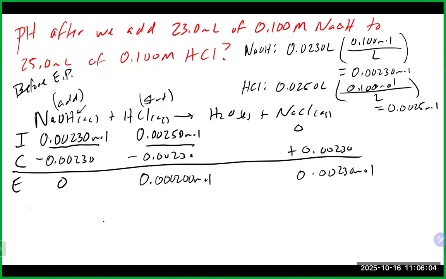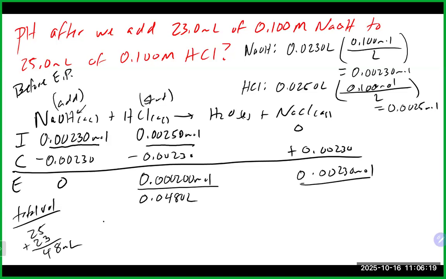At this point, we're going to convert back to molarity. So we're going to use our total volume, which in this case is 25 plus 23. I'll try it without the calculator. We'll go with 48 milliliters. So we're going to divide this by 0.048 liters. And again, we will end up with 0.00417, and 0.0023 divided by 0.048, I'm going to go 0.0479. Again, if you're not sure, you take a look and see what is left over.